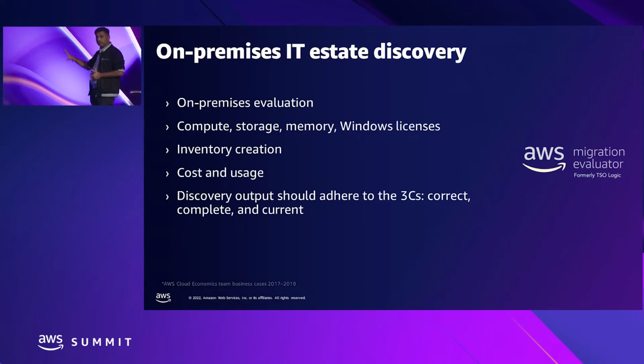The outcome of this discovery and mapping process is the inventory creation along with the cost and usage of the IT infrastructure. And ideally, it should be current, complete, and correct, right? I think these are important factors when we are discovering that IT infrastructure on-premise. We recommend that it should be current, complete, and correct. If we don't give the complete picture, the outcome of the business value would not give the real picture to the customer.